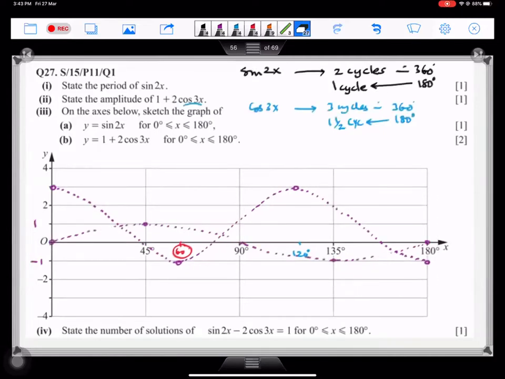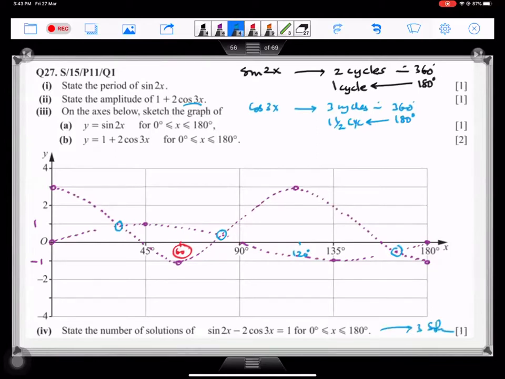Of course, you cannot do the copy pasting in the exam, I know that. So you have to think very, very carefully. What are the points of intersection? 1 point, 2 point, 3 point. So there are 3 points of intersection. That means there are 3 solutions of this equation.